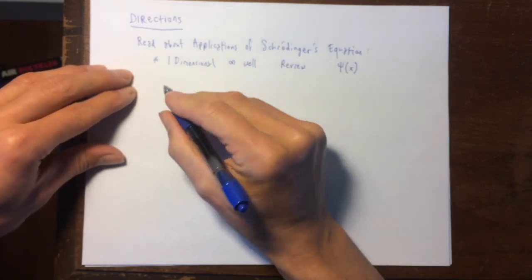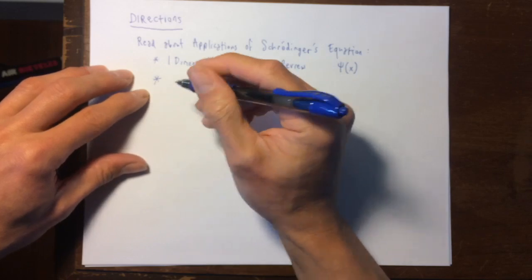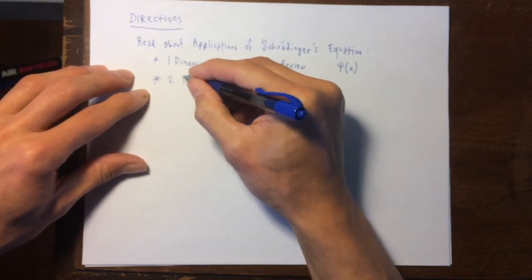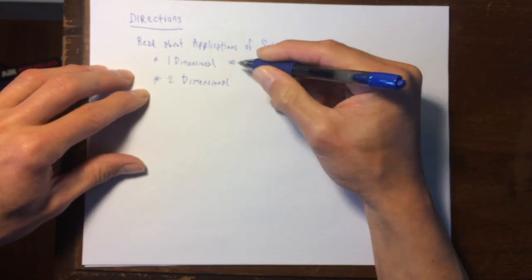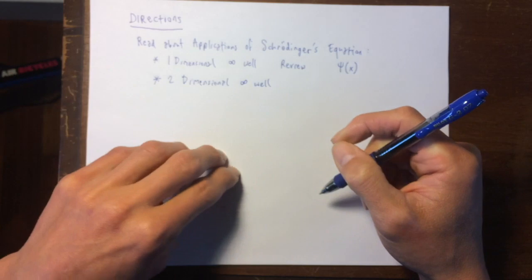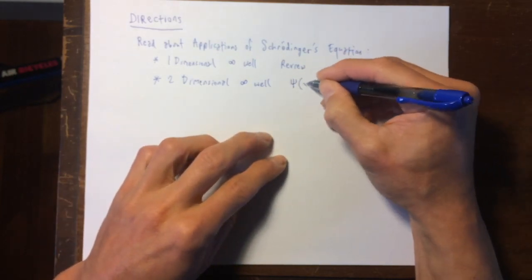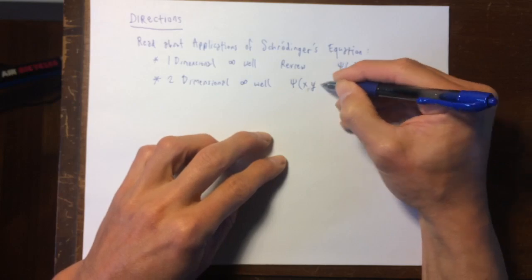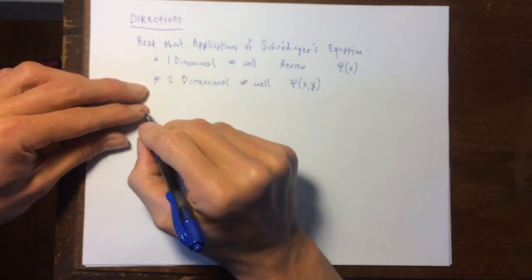Okay, so after that, this is not necessarily the order presented in your book, but go and check out the two-dimensional version of the very same thing, the two-dimensional infinitely deep well. And in this case, you're going to end up writing down a wave function that's actually a function of two different variables. So check that out.